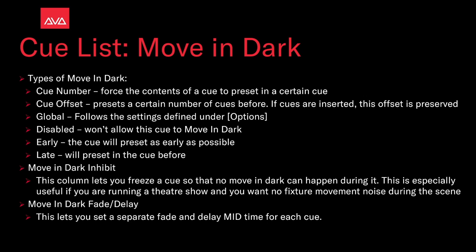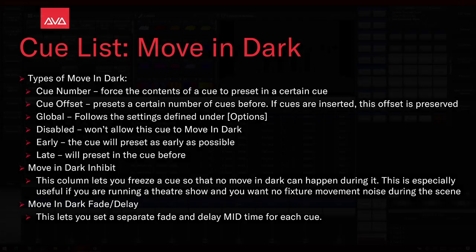Move in dark inhibit: this column lets you freeze the queue so that no movement in dark can happen during it. This is especially useful if you're running a theater show and you want to have no fixture movement noise during the scene. Move in dark fade delay: this lets you set a separate fade and delay for move and dark time for each queue. So let's take a look at that.